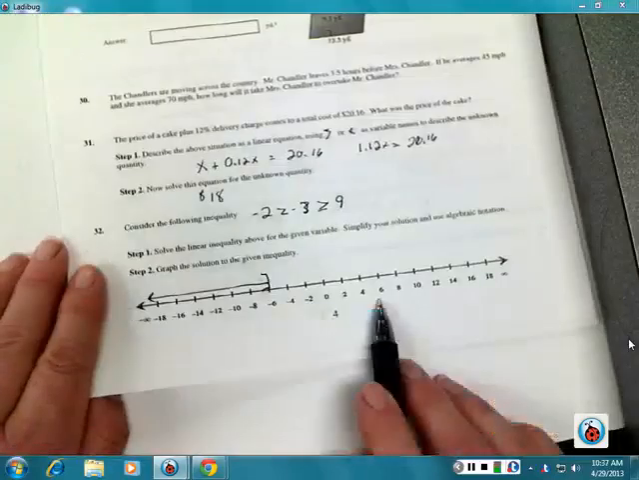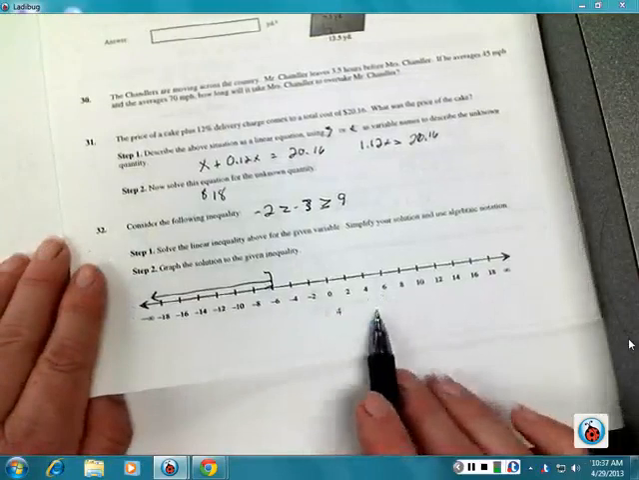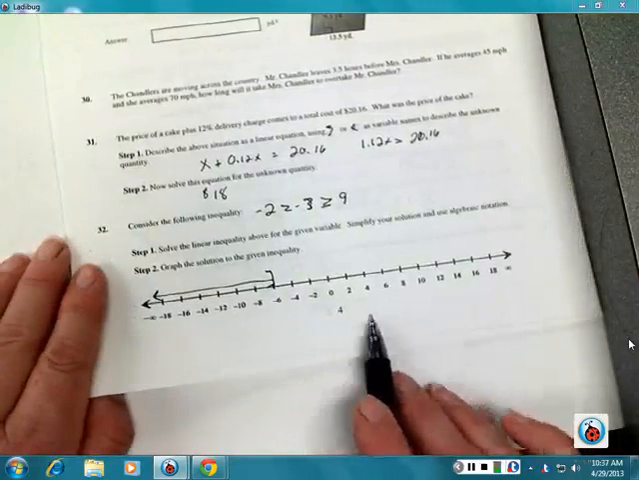Now, on your test or your exam, it will ask you to solve this and to do a graphing. There's one that has a number line in it, so you've got to be careful and make sure you get your number line going the right way.